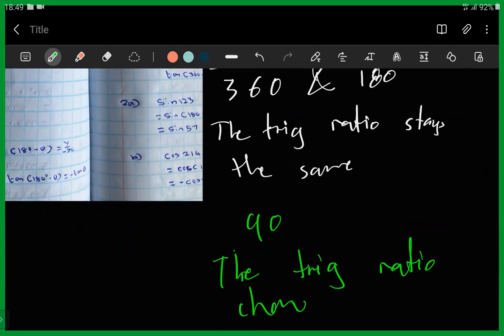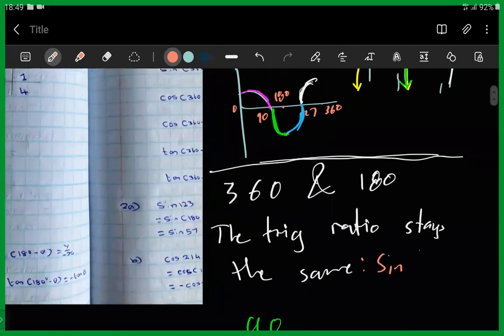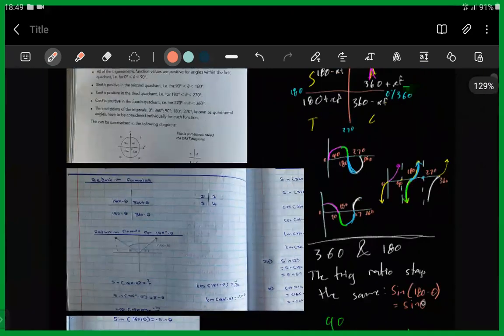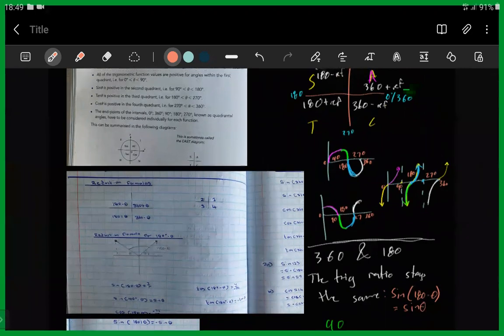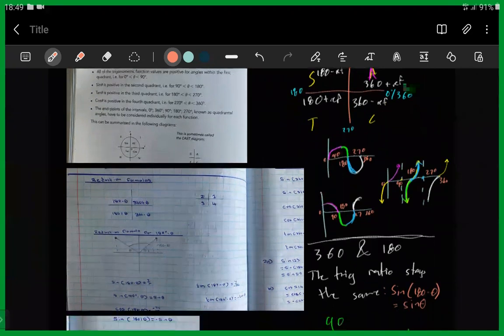So here, if you're starting with something like, let's say, sine of 180 minus theta, this is going to be equal to sine theta. And the reason why we are saying it's a positive sine theta is because in the quadrant 180 minus something, sine is positive. So you keep this positive also. This was just an example.